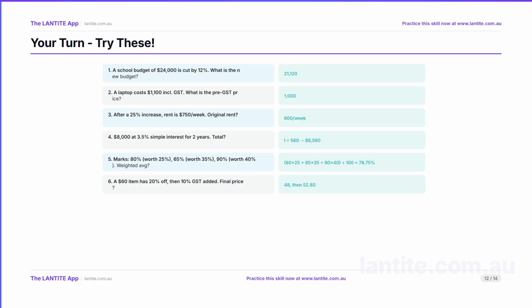Now pause the video and try these 6 practice problems. Problem 1 is a percentage decrease on a school budget. Problem 2 is a reverse GST calculation. Problem 3 is a reverse percentage increase. Problem 4 asks you to apply the simple interest formula. Problem 5 is a weighted average calculation. And Problem 6 combines a discount with GST. The answers are shown on the right side of the screen. Take your time and check your work against the solutions.